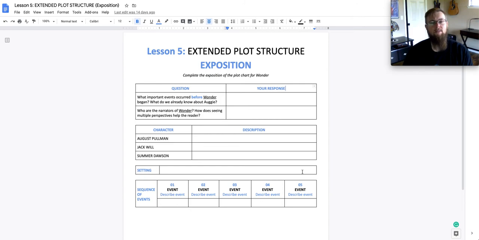The last part is the sequence of events. You need to put those events in chronological order. That's what sequence means: you put it into proper timeline order. This happened first, this happens in the middle, this happens last. That is what chronological or sequence means. It is timeline order, so it doesn't get all mixed up. We start at 9 o'clock in the morning and progress to 10 o'clock at night. That is chronological. You have 5 events to do, so you just identify 5 major events that occur in the exposition, the beginning of the book.